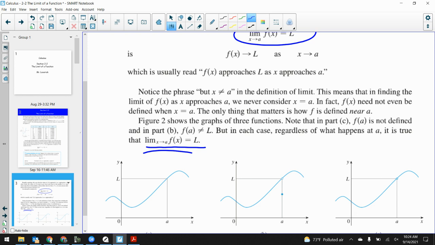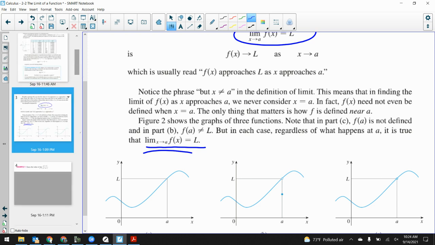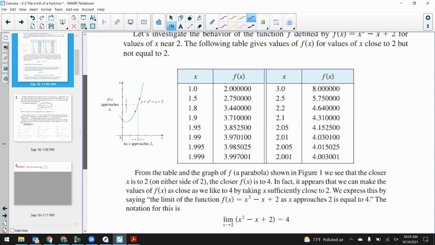Okay, now one last thing I want to talk about before we get to an example: did we really need to plug in the value of 2 into that parabola? Did we need to plug in that value of 2 to figure out the limit? No. All we were looking at was things around 2.